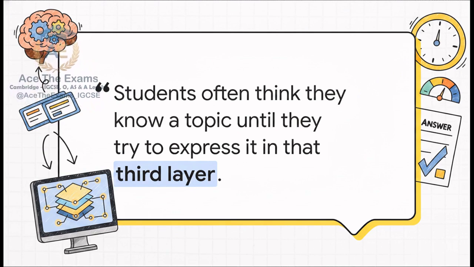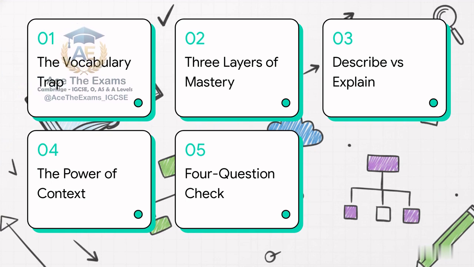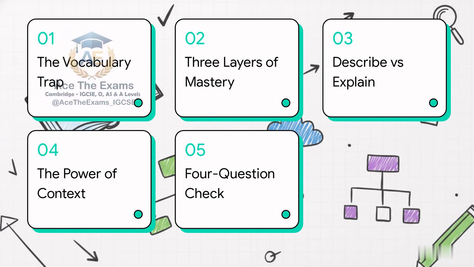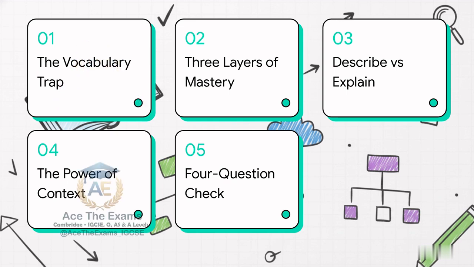So, here's our roadmap for decoding these exams. First, we'll tackle the vocabulary trap. Then, we'll break down the 3 layers of mastery, followed by looking at description versus explanation. After that, we're unlocking the power of context, and finally, we'll wrap up with an awesome 4-question self-check. Let's just dive right in.